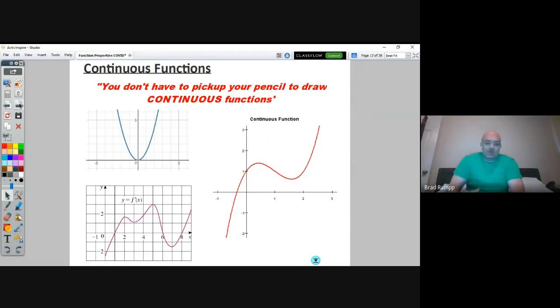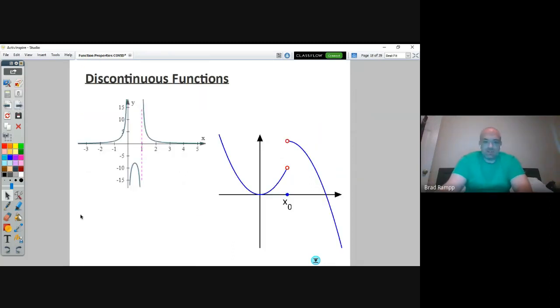You're going to be asked to identify continuous functions, and the simplest way to understand it is just you don't have to pick up your pencil to draw continuous functions. You can see these 3 examples here. If I were to ask you to sketch these, you could do it without picking up your pencil, which tells you it's continuous. There's no break. These are discontinuous functions. They either have what we call holes or asymptotes, which are lines that the graph can never touch. And if I asked you to sketch these on a piece of paper, you would definitely have to pick up your pencil to draw these 2.